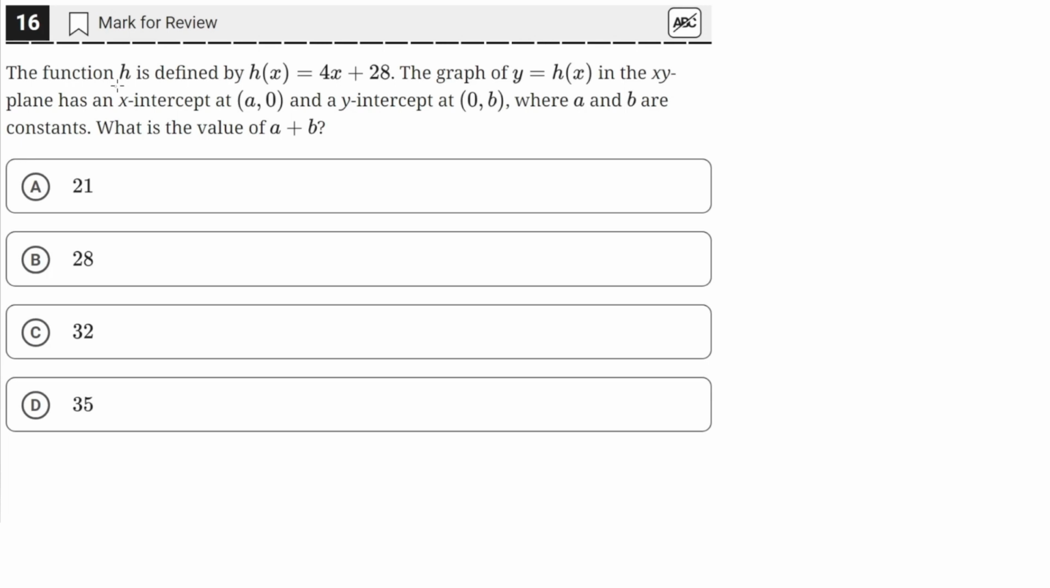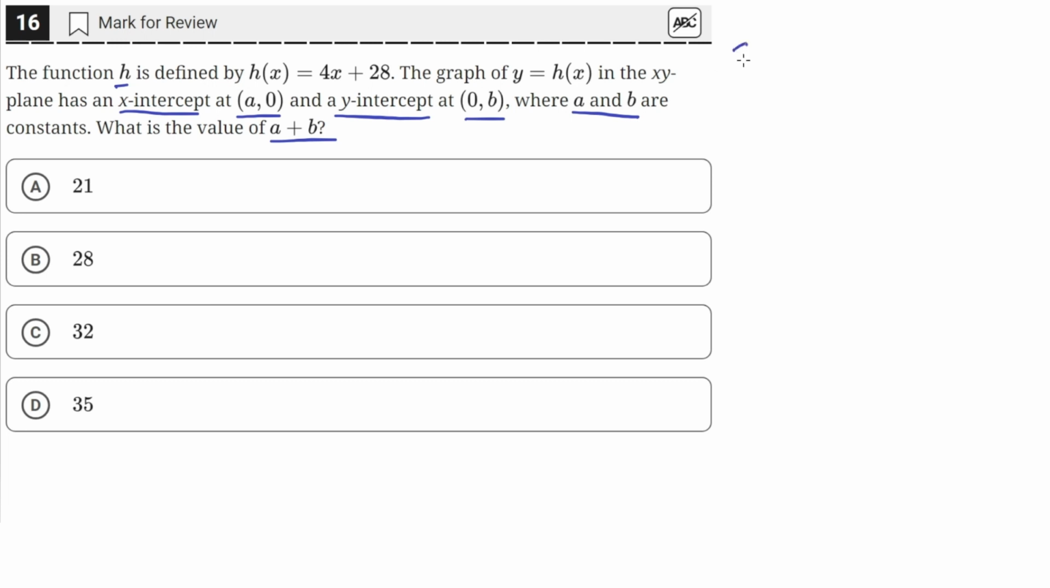The function h is defined by h of x equals 4x plus 28. The graph of y equals h of x in the xy-plane has an x-intercept at (a, 0) and a y-intercept at (0, b), where a and b are constants. What is the value of a plus b? So we have this equation here, the equation of a line, and we need to find the x and y intercepts so that we can find the value of a and b, and then we just need to add them together to get our answer.